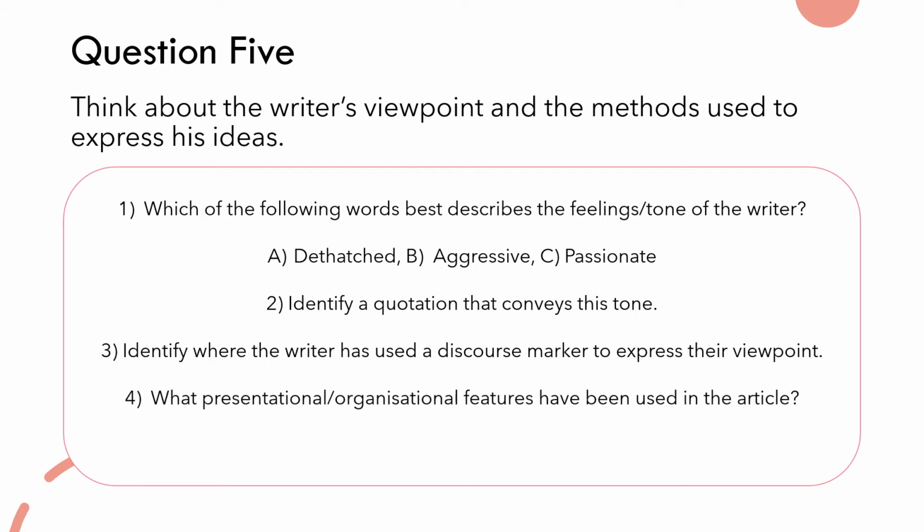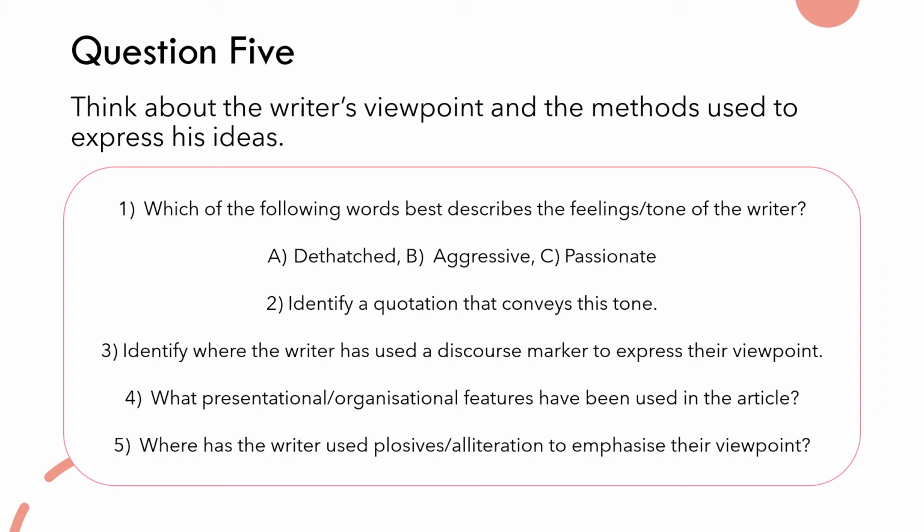Number 4. What presentational or organisational features have been used in the article? And number 5, last one. What has the writer used, plosives or alliteration, to express their viewpoint? So if you're not too sure what we mean by this, alliteration is the repetition of the same letter in 2 or more words. Plosives is a little bit more of a sophisticated form of alliteration. Typically you get it more in poetry, and that is the repetition of a P or a B sound to add a little bit more emphasis.